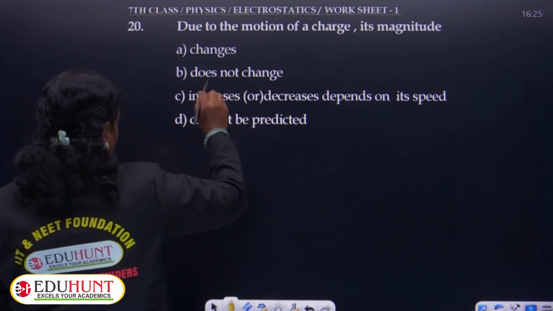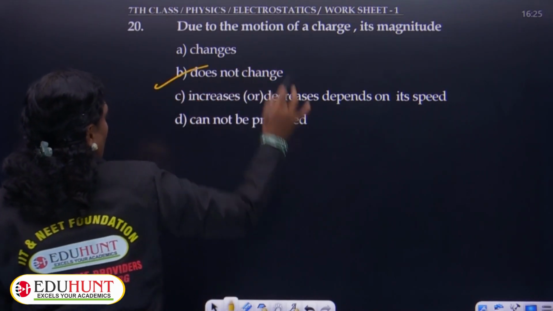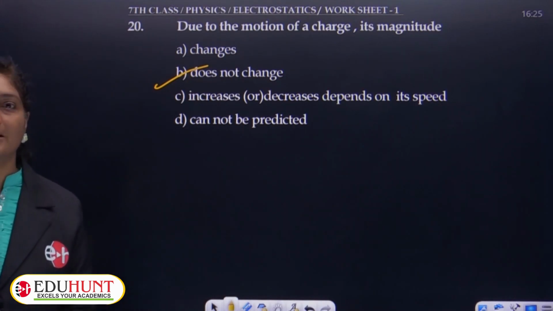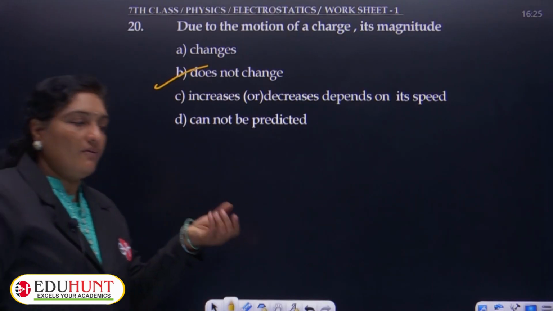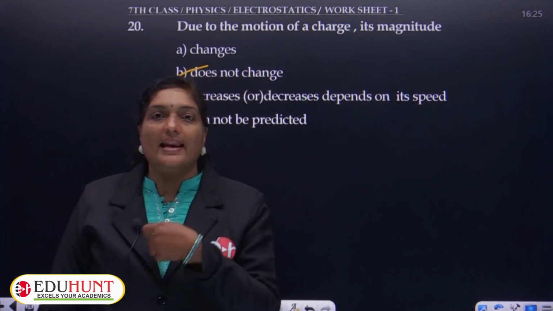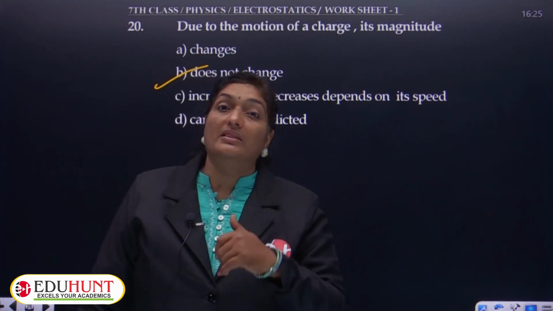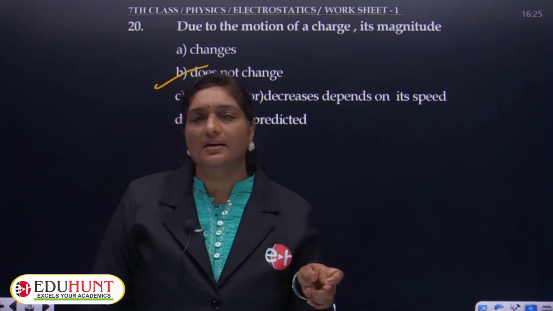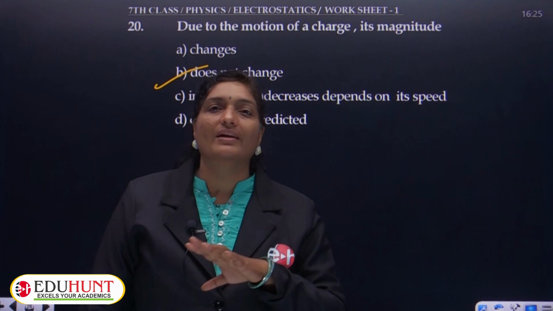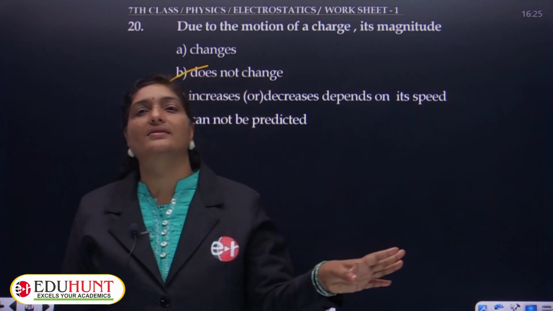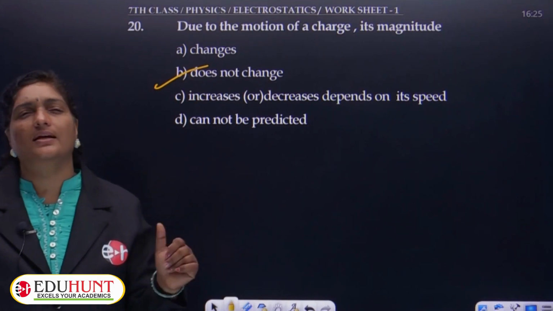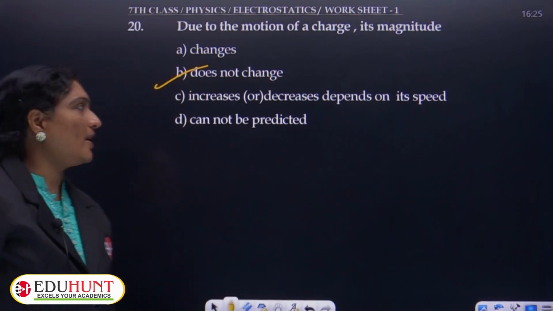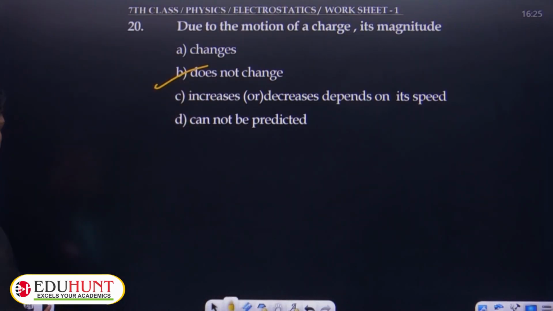Due to the motion of the charge, its magnitude does not change. Whose magnitude? Charge magnitude does not change. Suppose if you take an electron, when the electron is in motion, whether it is moving with high speed, low speed, accelerating, decelerating, or constant velocity, whatever be the case, its value will never change. Its value is always 1.6 into 10 power minus 19 coulomb, whether it is moving very fast or slowly. So, its value will never change due to its motion.